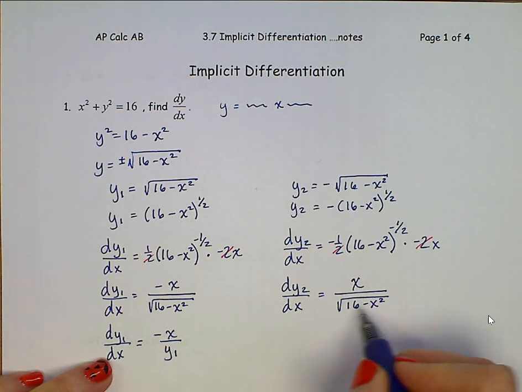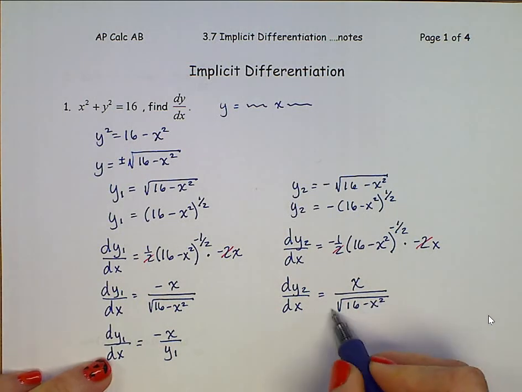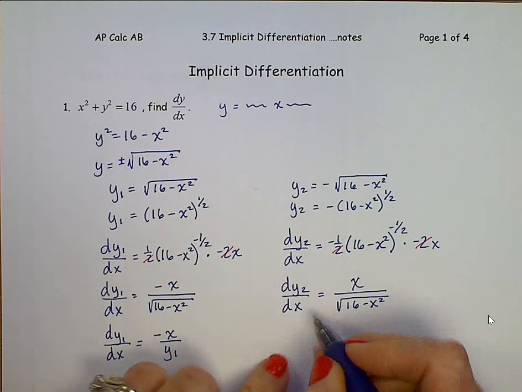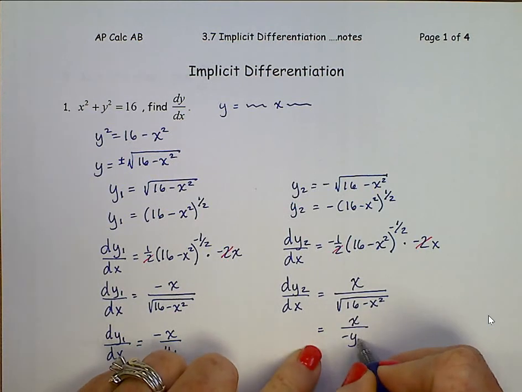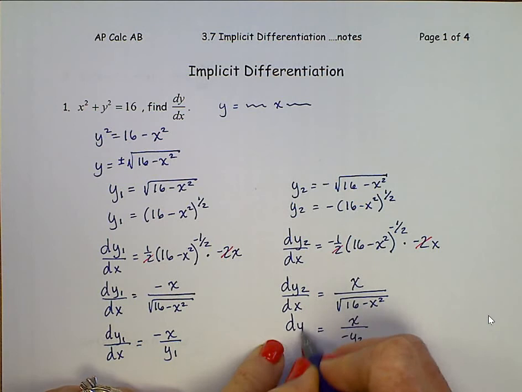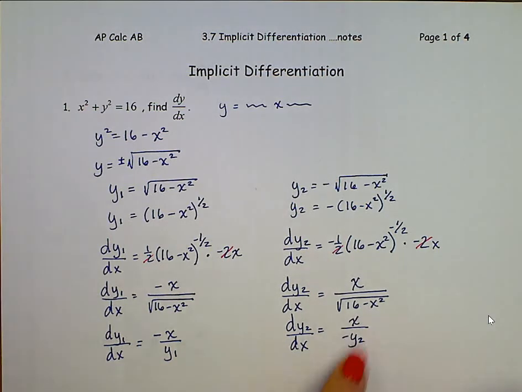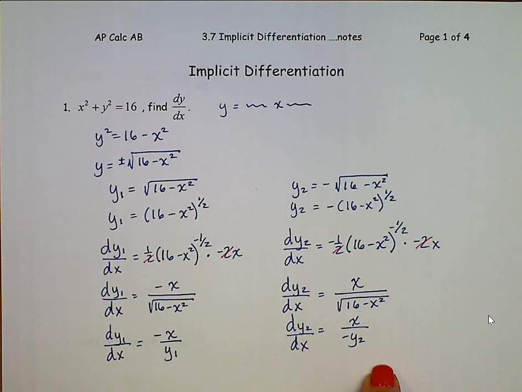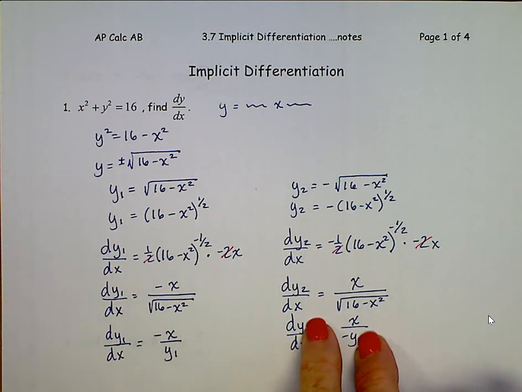All right, now look at this. This square root of 16 minus x squared, that's negative y sub 2. So dy sub 2 over dx is x over negative y sub 2. All right, did it matter that I separated these into y sub 1 and y sub 2? If you cover up the sub 1 part, then the derivative over here is just negative x over y. And over here, if you cover up the sub 2 part, then the derivative is still the opposite of x over y.